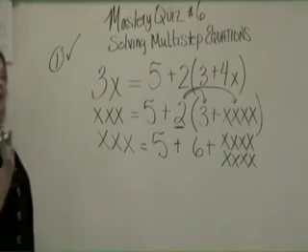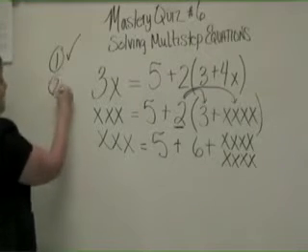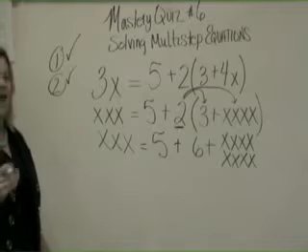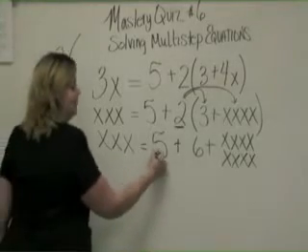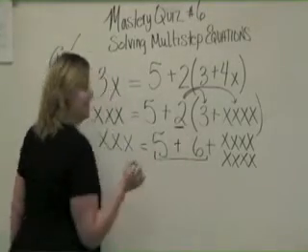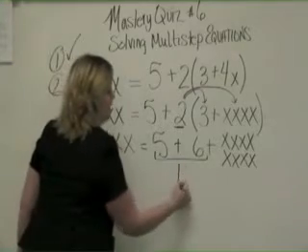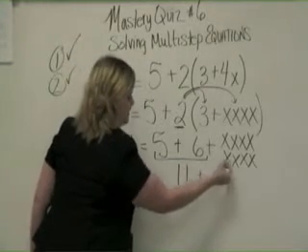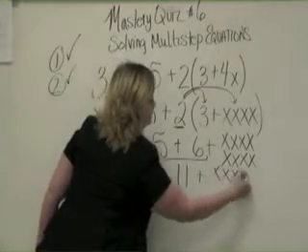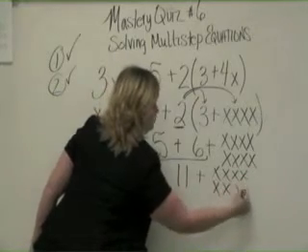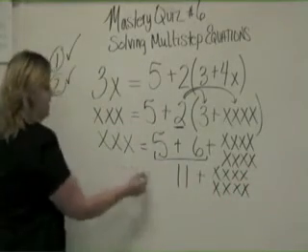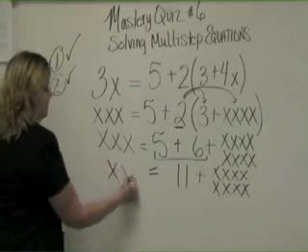Okay? Now the second step is to combine like terms. And what I see in this problem is a 5 plus 6. 5 plus 6, we all know, is 11. Plus, I still have my 8x. And on this side, I have 3x.